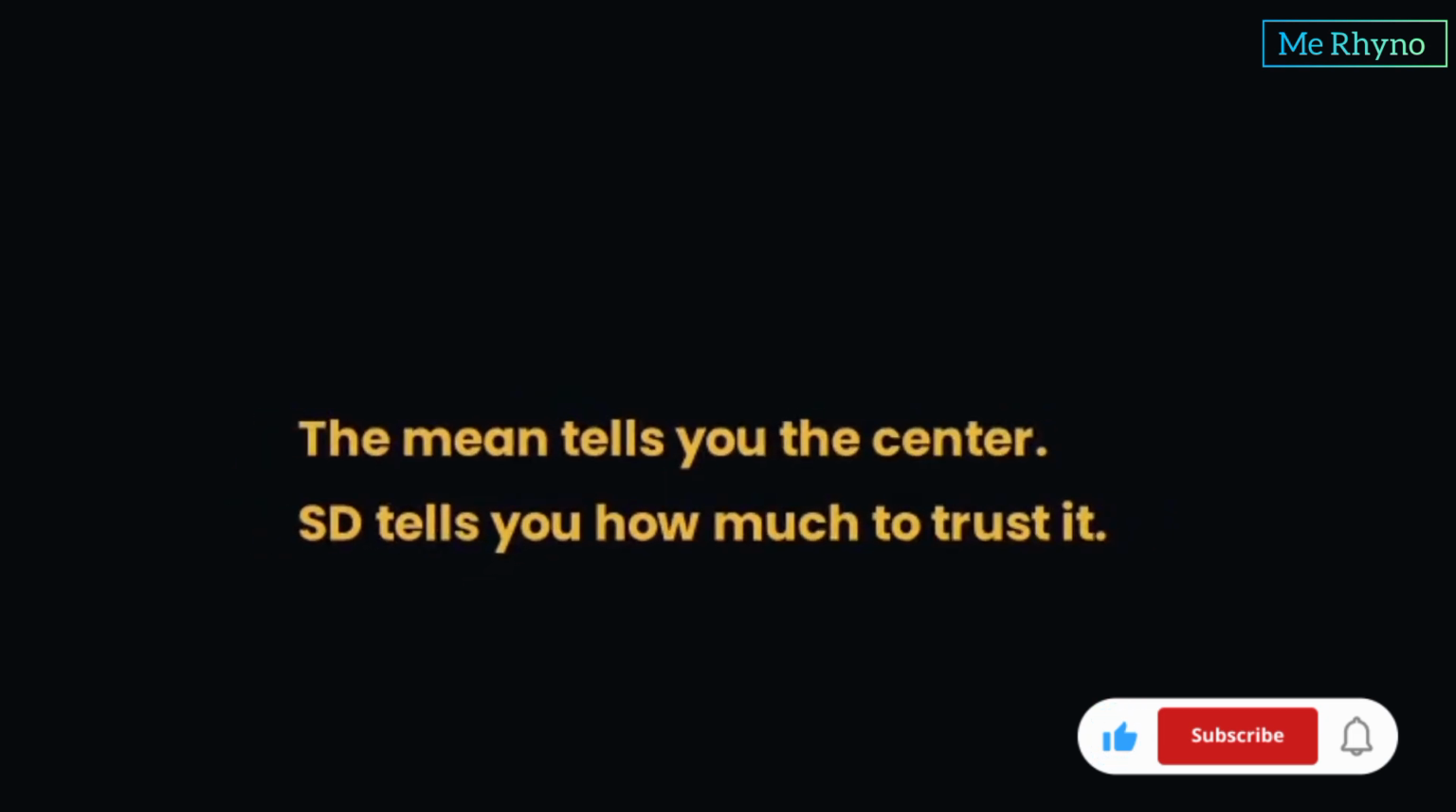The mean tells you where your data is centered, while the variance and standard deviation tell you how much you can actually trust that center.